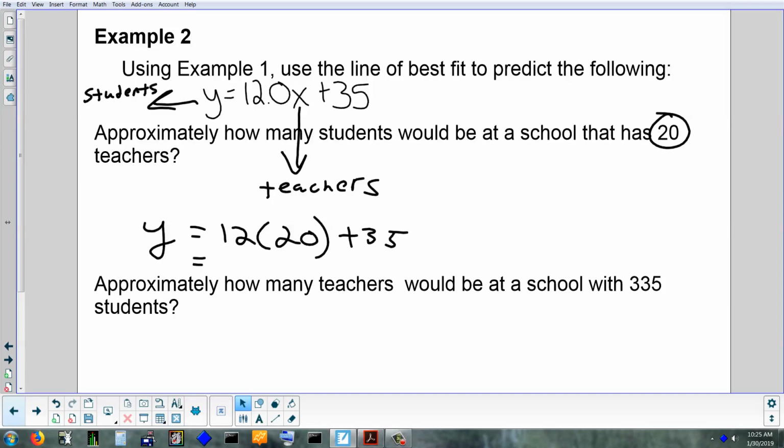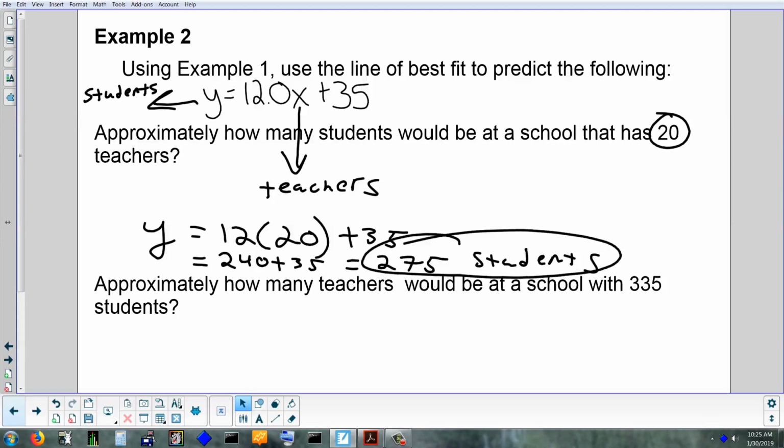All right. So 12 times 20, 24 and then put a 0. 240. 240 plus 35 gives me 275. So based on whatever data they used to get this formula, the prediction would be about 275 students in a school with 20 teachers.